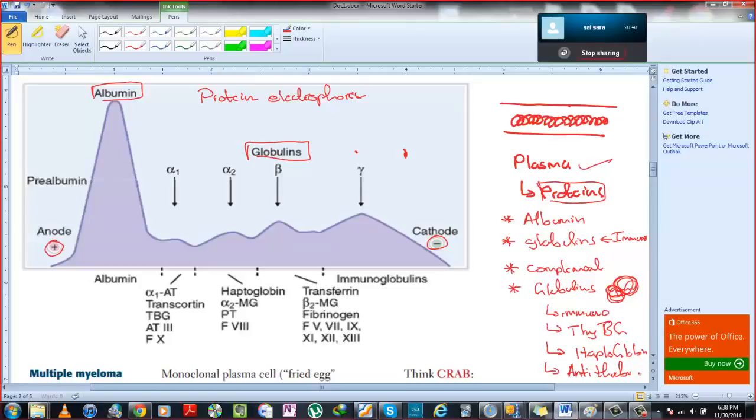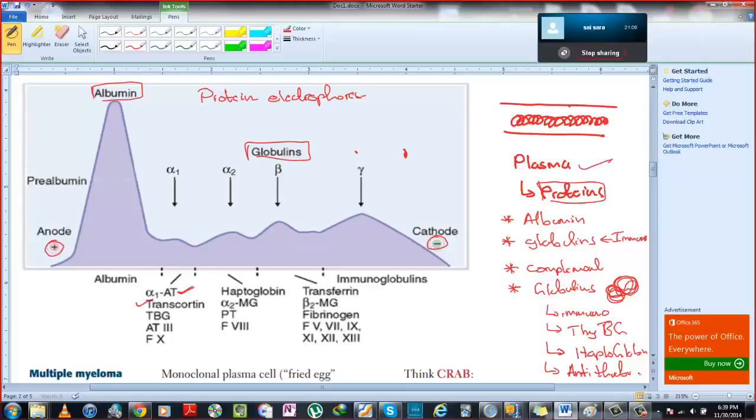And over here you have the alpha 1 AT, which is the alpha 1 antitrypsin. Does that sound familiar? Where does this play a role? Alpha 1 antitrypsin. Emphysema. Good. So you see you have its presence in the blood as a globulin.